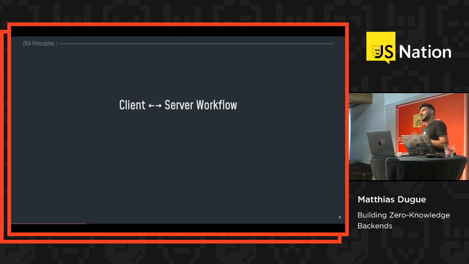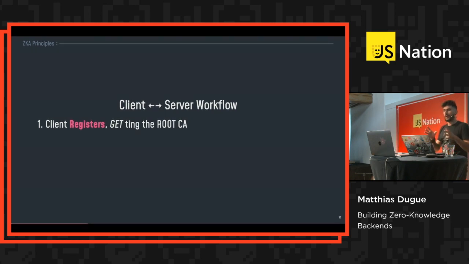Basically, the workflow between a client and a server in a zero-knowledge application is this one. First, your client will register on the backend. It will open an account on your backend, and it will get the root certificate hosted by the backend to issue some personal certificates inside its client.